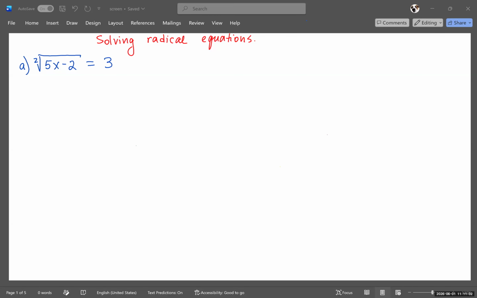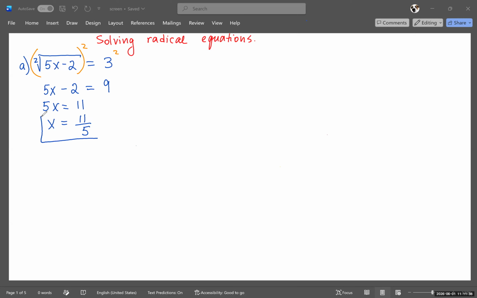So in order to undo the square root, we actually have to square both sides of this equation. The square root and the square on the left-hand side essentially cancel each other out. So you will just have an expression underneath the radical, 5x minus 2 equals 3 squared, which is 9. After this, it's a simple linear equation. Add 2 to both sides, 5x equals 11, and divide by the number in front of x. X equals 11 over 5.